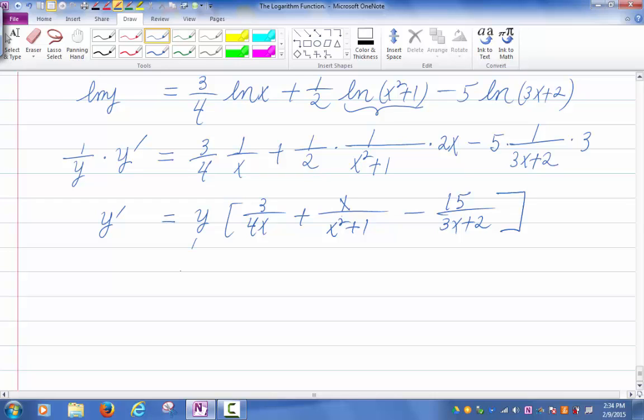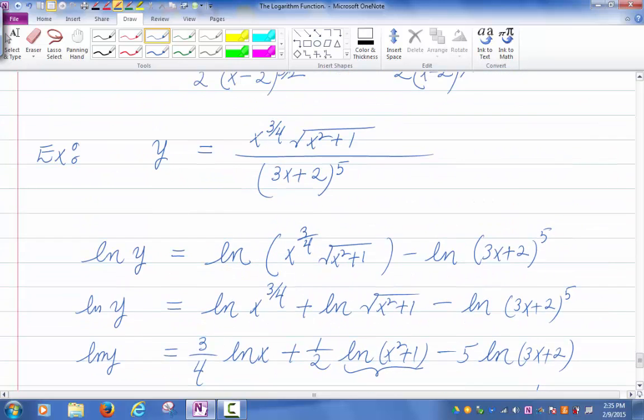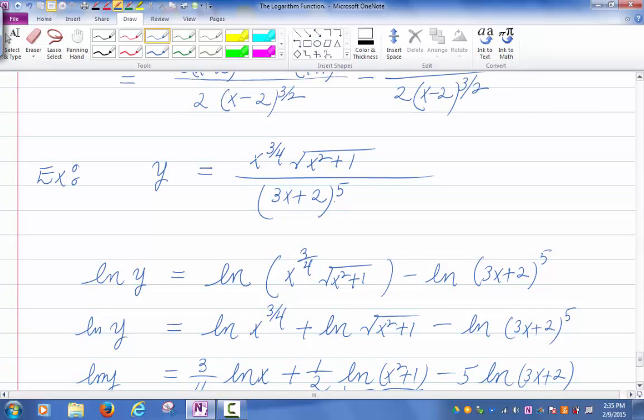And what's the last step? Plug in y to be whatever y was given, right? What was y given? Y was given to be this quantity here, right? So you plug that in at the end. Clear?